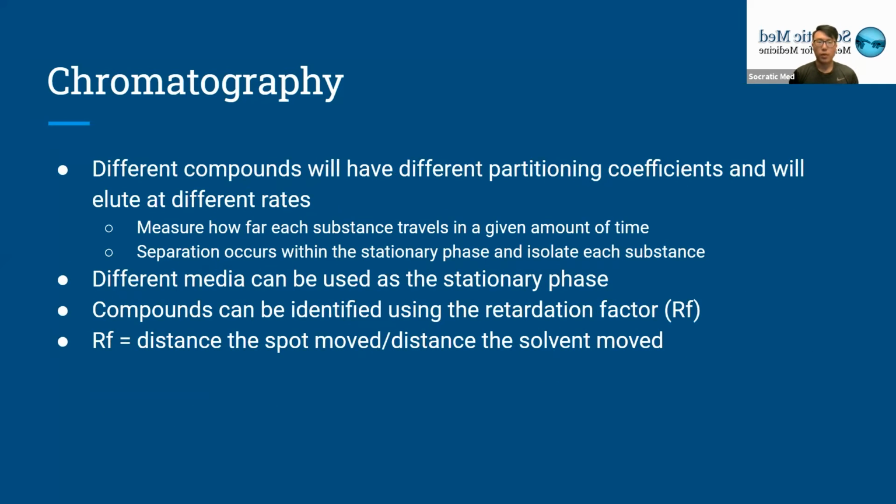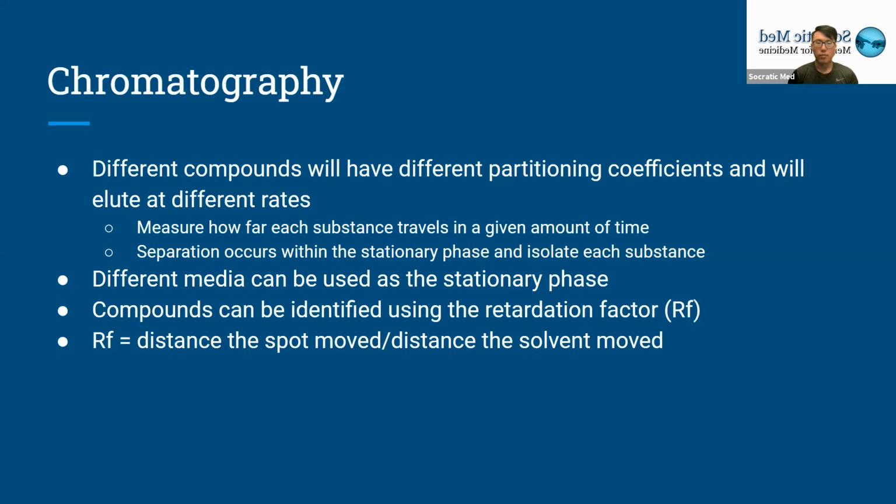So like I said before, since the different compounds will have different polarities and will adhere to the stationary phase at different strengths, they will elute at different rates. And this causes them to have different partitioning coefficients. This is when you measure how far each substance travels on the stationary phase in a given amount of time as it's being carried by the mobile phase.